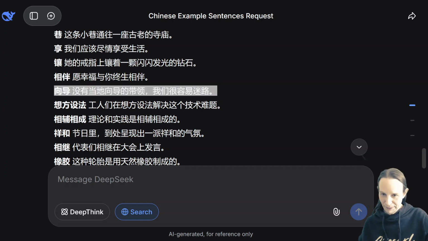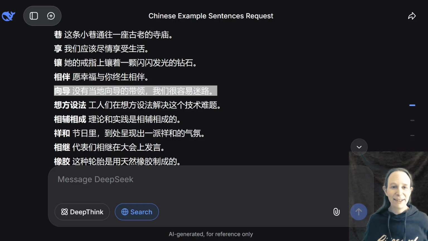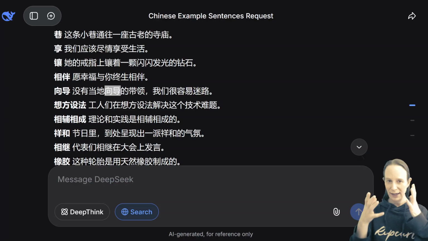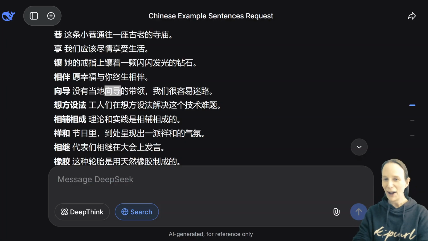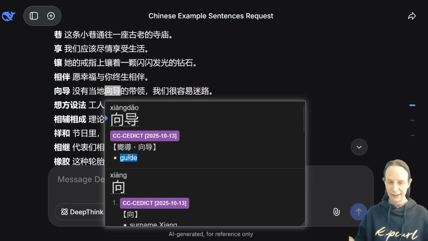向导. 向导, I believe this is a verb and a noun, right? 向导 refers to guide, like you guide someone around the... Oh, what's going on with the lights? One second. Yeah. Sorry, what were we saying? 向导. So to guide as a verb, so you're guiding someone around like a tourist attraction or something like this. And I think it's also a noun pertaining to the person who does that. Is that correct? Unclear.